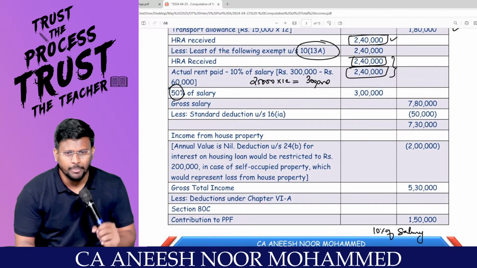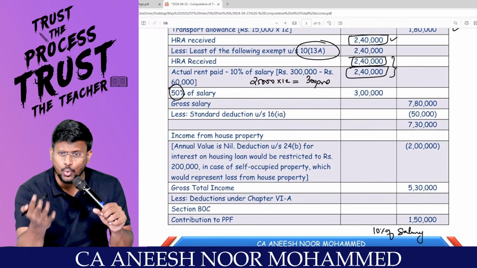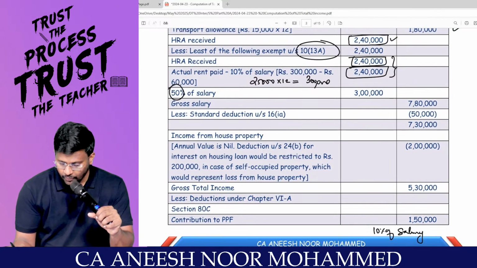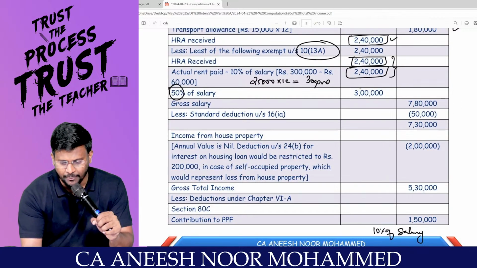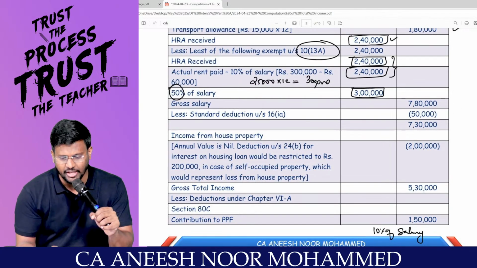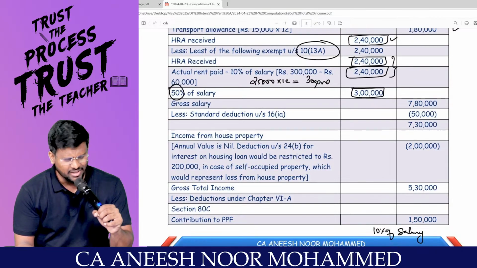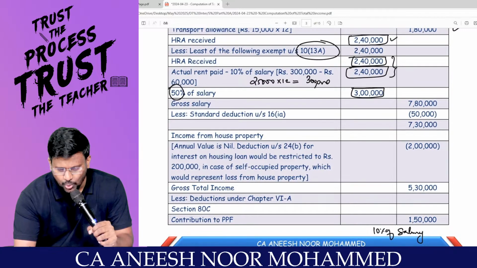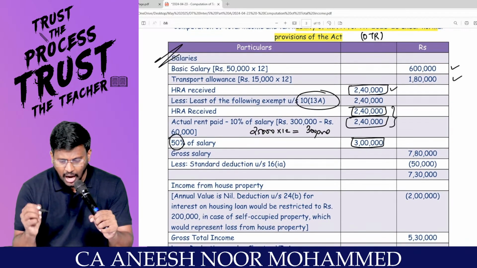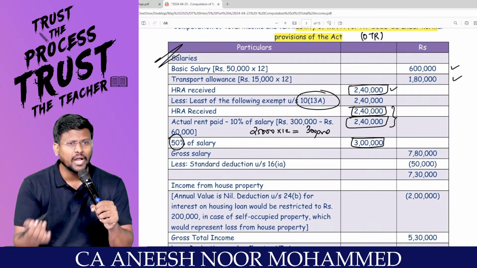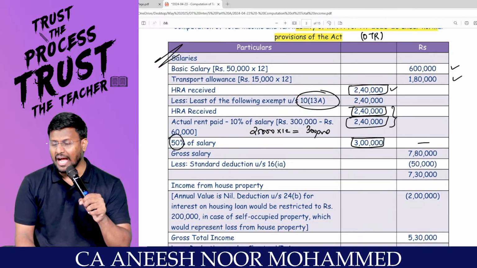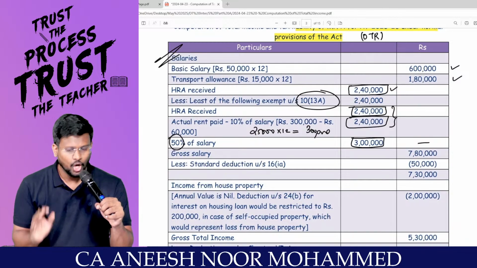Why, sir? Because in Delhi and all, cost of living is huge. That's why exemption is high, right, sir? We already calculated salary definition. 6 lakh into 50% comes to 3 lakh, my dear lovable students. That means the least of the 3 is 2,40,000, right, sir? How much HRA received? 2,40,000. Entire 2,40,000 is exempted under the optional tax regime.